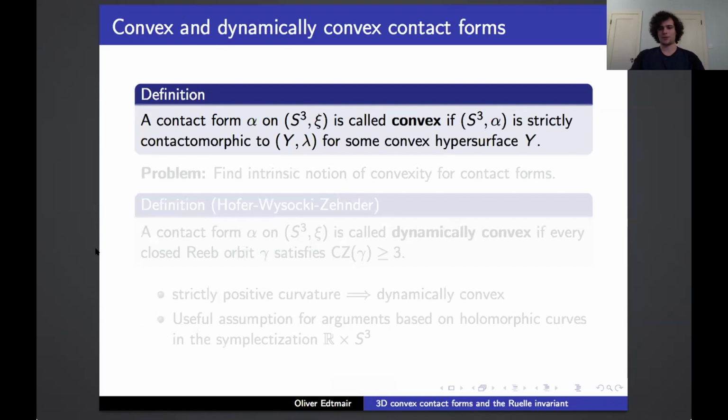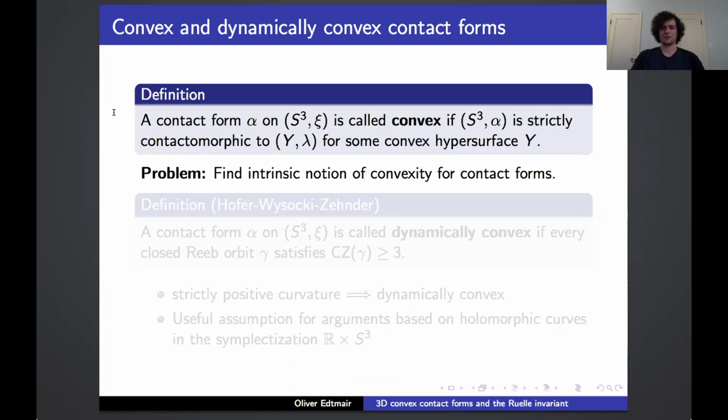From now on, I will go to dimension 3. In the very end, I will speculate a bit about higher dimensions, but now we are in dimension 3, and I make the following definition. I call a contact form on the standard three-sphere convex if it arises from some convex hypersurface. An interesting problem would be to try to formulate some intrinsic notion of convexity that does not reference an embedding into R^4.